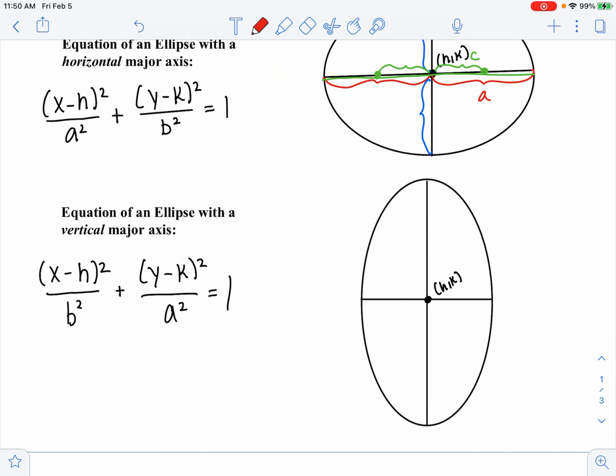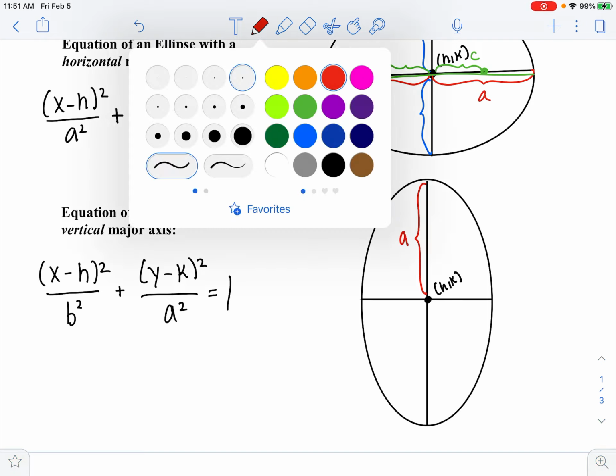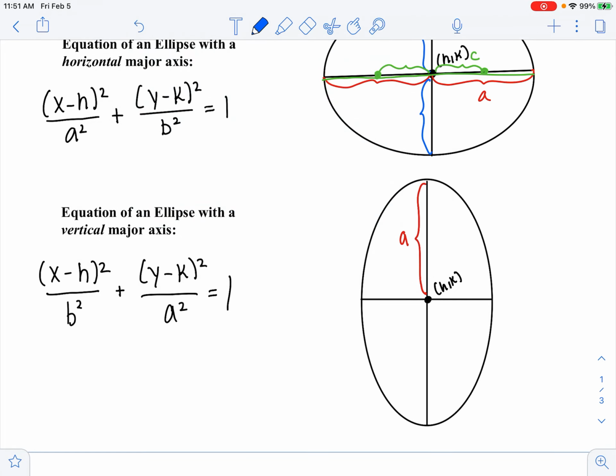A is the distance from the center to a vertex. So it's this right here is A, right? Or the other long piece right there. The distance from your center to a co-vertex, that's B. Your foci are always on your major axis, so your foci would be located on this axis now. And this distance right here is C.